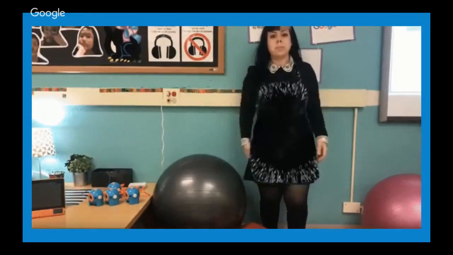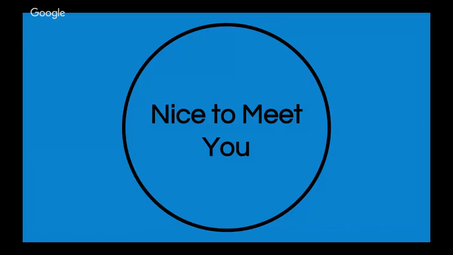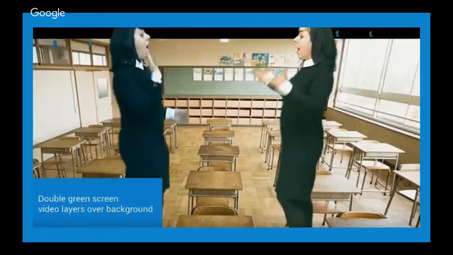Then of course, I like to just do weird things. Like this is a green apron. You could do green t-shirts. You could do green anything really. So anything you're wearing that's green, you can put something behind it. You can layer green screen in WeVideo.